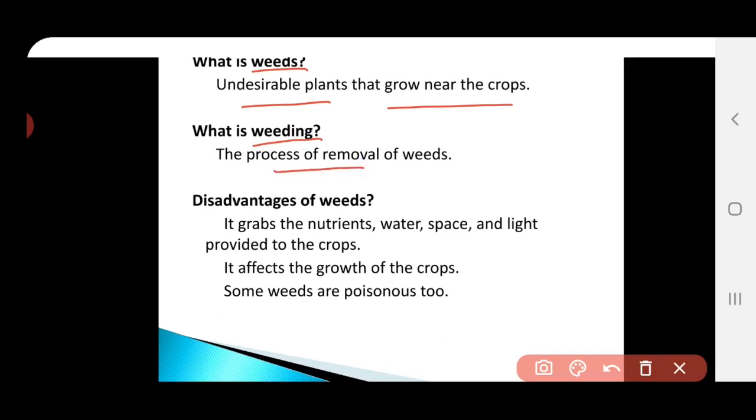The process of removal of the weeds. So we are removing the unwanted plants. That process is called weeding. What are the disadvantages of these weeds? They grab the nutrients, water, space and light provided to the crops. So it is just grabbing the nutrients, water, space and light which we are providing to the crops. So it affects the growth of the plant. So they can't give a good yield. Some weeds are poisonous too.